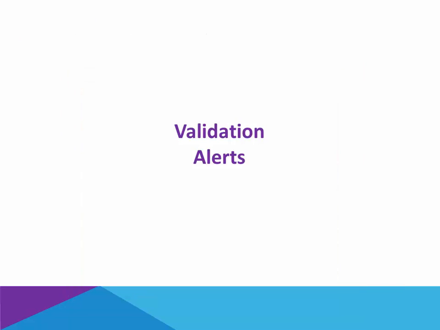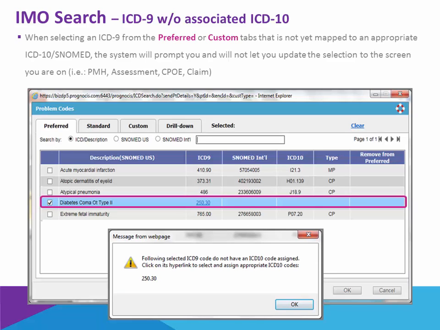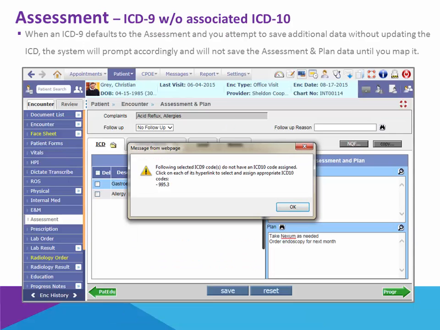Through all of these screens, you are going to have validation alerts. For instance, if you invoke the IMO search and you have not yet updated your preferred or your custom tab, you will not be able to assign that to your assessment or your claim. You will get prompted, as you see here, that you need to map it first to an ICD-10 before you can assess it. Same thing on the assessment screen of the encounter level. If that diagnosis has auto-populated from the master file or from your doctor form and you have not yet mapped it yet, you will have to map it here, or you cannot save your assessment and plan data once you put that assessment screen into data entry mode.